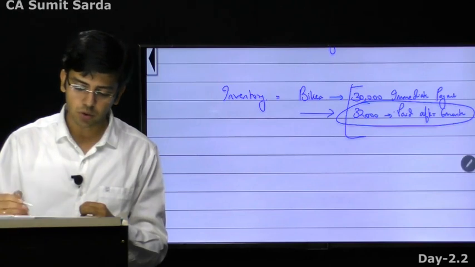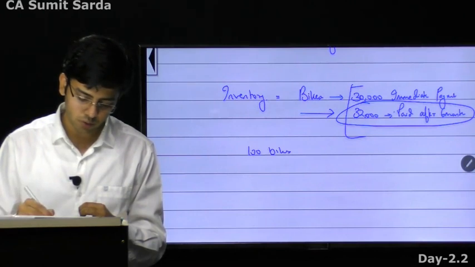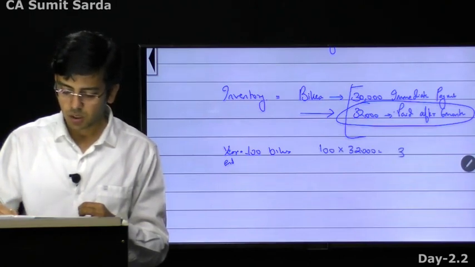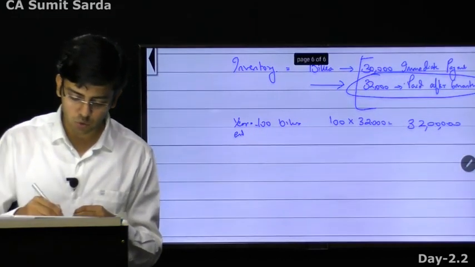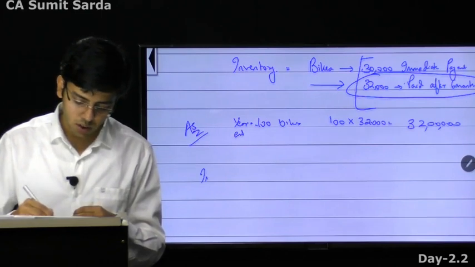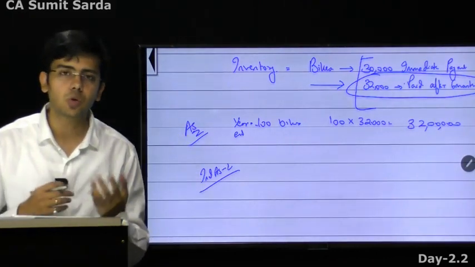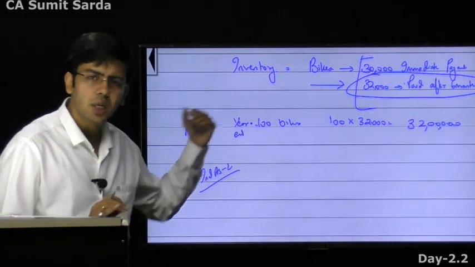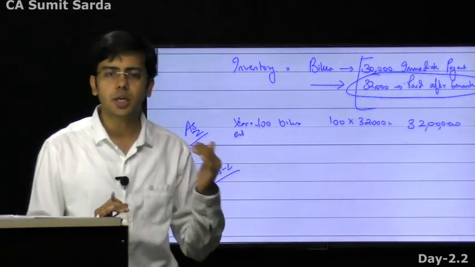So if I am paying 32,000 rupees and at the year end we have 100 bikes as closing stock, what we'll do is 100 bikes multiplied by 32,000 rupees. This will be my inventory value. 32 lakh becomes my inventory value. So this is AS 2. This is what AS 2 says. Ind AS 2 says you need to deduct other similar items as well. Items which are similar to discounts, similar to rebates, similar to duty drawbacks. So credit discount is also a discount which is similar in nature. So what Ind AS says is you need to deduct this credit discount also.